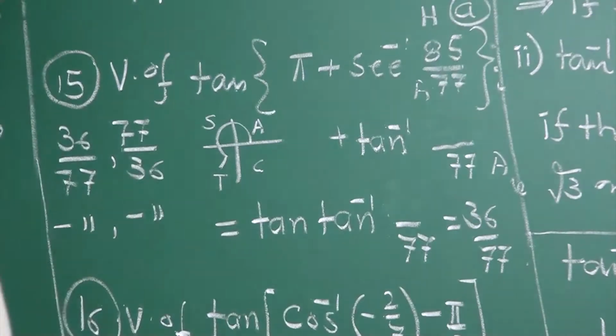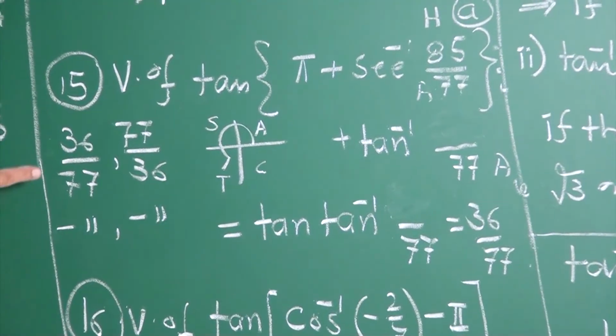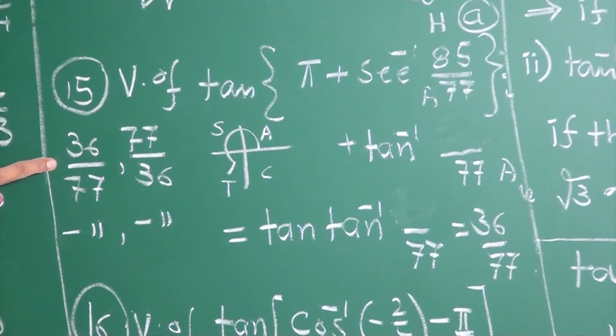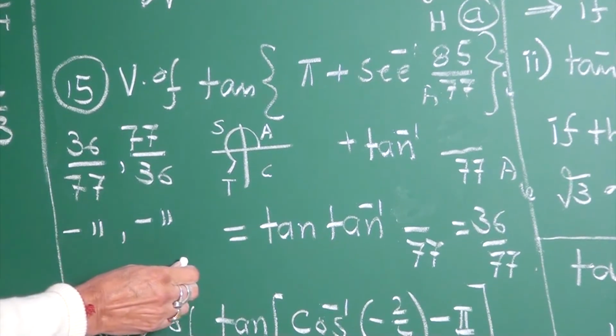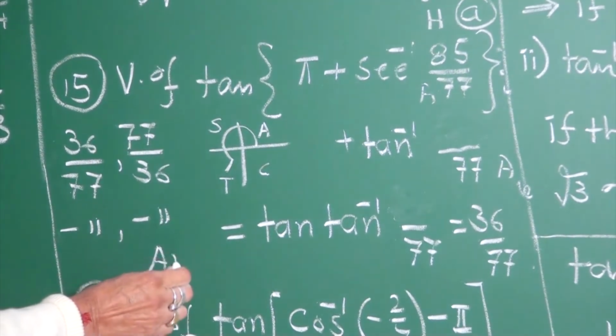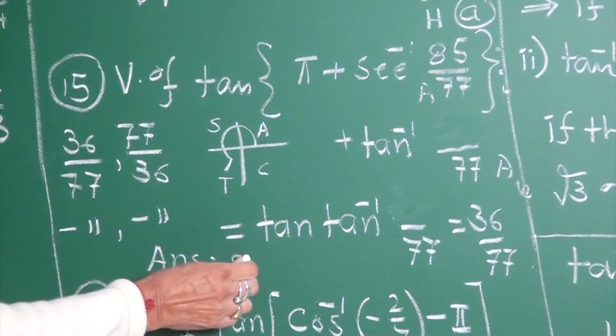Normally, I used to tell what? 20-20 match. Mark it. So the option is what, my friend? Answer, option A.